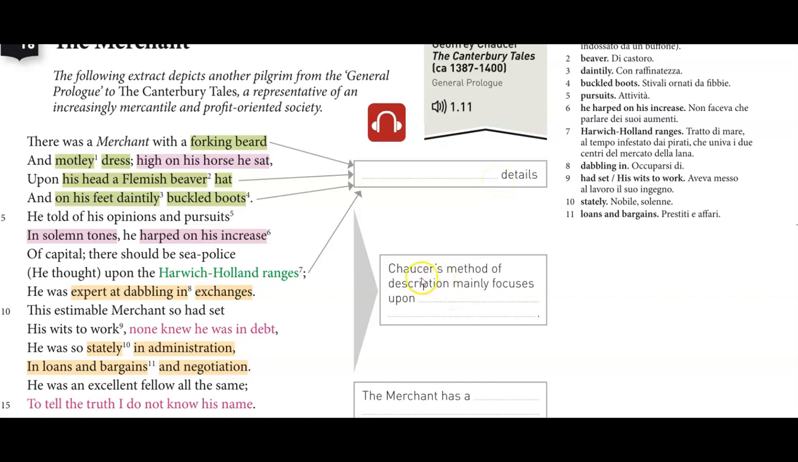What about Chaucer's method? Chaucer's method of description mainly focuses upon, okay, what does it describe in this passage about the merchant? Which is the main thing he considers for the merchant? Of course, his profession, okay? So the description of Chaucer, talking about the merchant, focuses more upon profession.